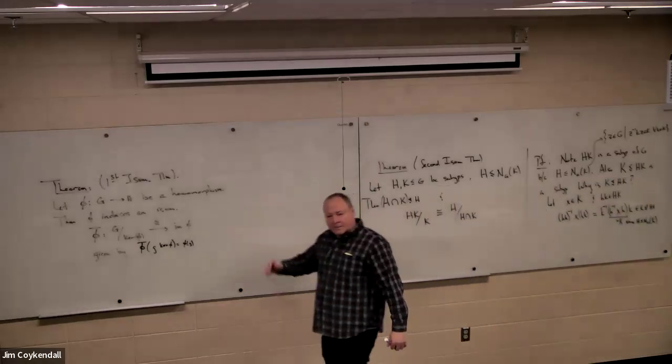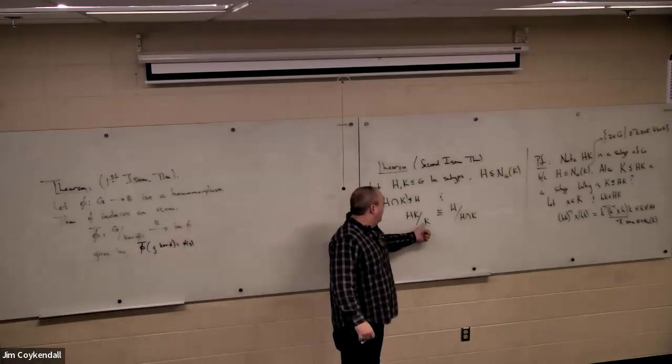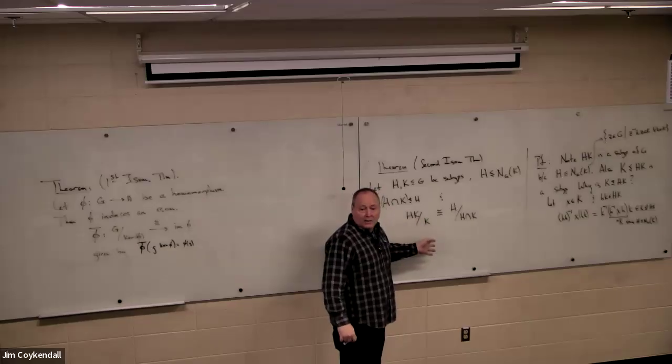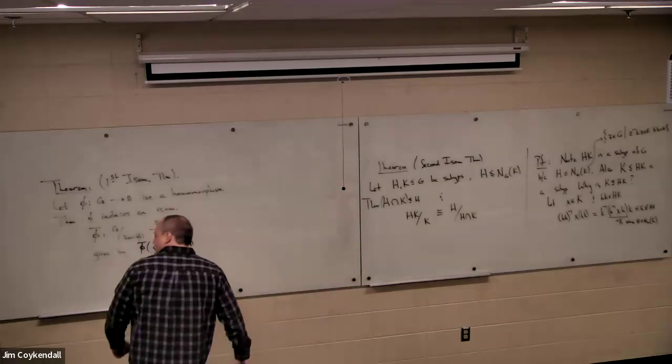Why again do we need it to be normal? The K. Because this doesn't even make sense if this is just an ordinary subgroup. Then this thing right here isn't a group at all. It's not even a group. Okay.